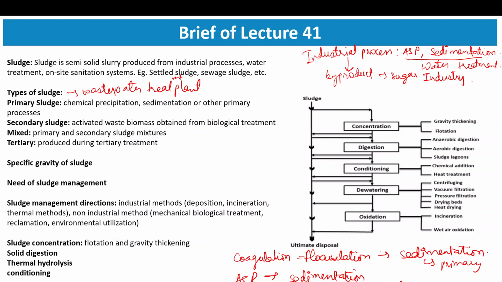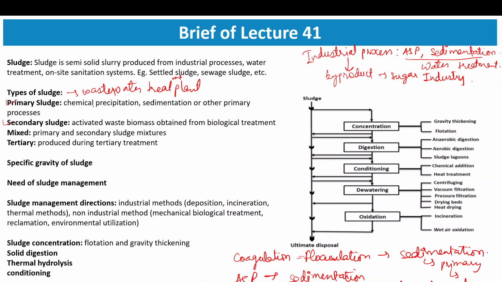The sludge corresponding to both steps: whatever solid sludge is coming out of this sedimentation tank is nothing but primary sludge. This is secondary sludge, right? So depending on the process step, it can be divided into primary sludge and secondary sludge.